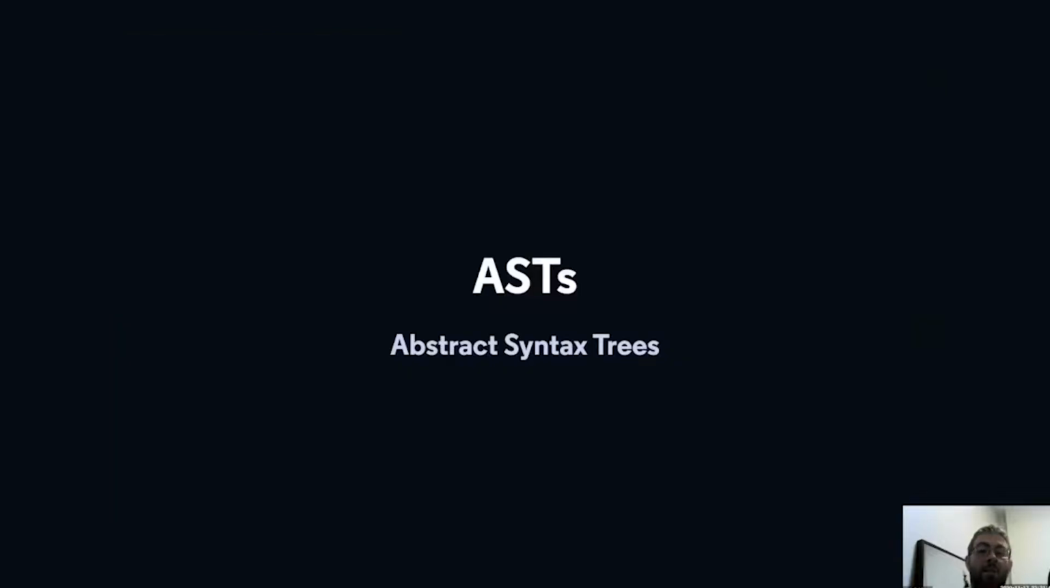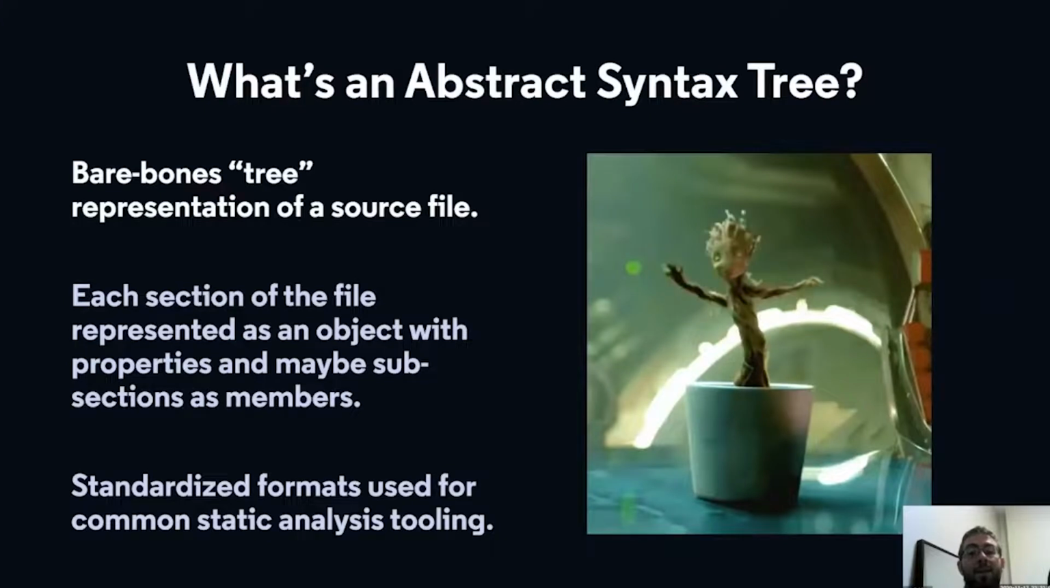Let's talk a little bit about how these work on the inside. As I mentioned earlier, abstract syntax trees, or ASTs, are the core concept that we really need to surface dive into to understand how ESLint rules work. An AST, or abstract syntax tree, is a bare bones, quote-unquote, tree representation of a source file. By tree, we mean each section of the file is represented as an object, and each object has properties and maybe some subsections, which are other objects, representing its children or members. There are some standardized formats used for standard static analysis tooling. We're going to be looking at the ESTree format, which is what ESLint uses.